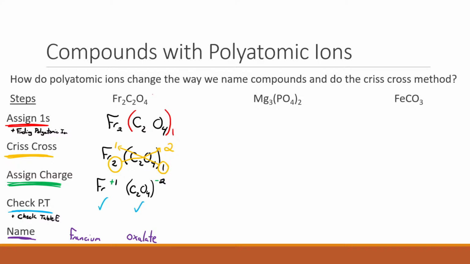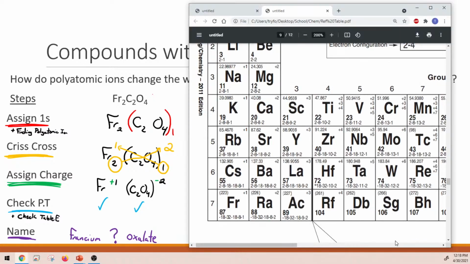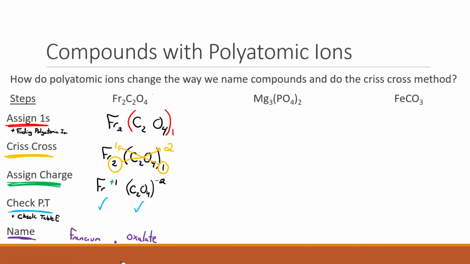Do we need a Roman numeral for this name? Let's double check. The only time we need a Roman numeral is if our positive ion has multiple options. Are there multiple options for francium? No, there are not. So we do not need a Roman numeral, and our name is done at francium oxalate.